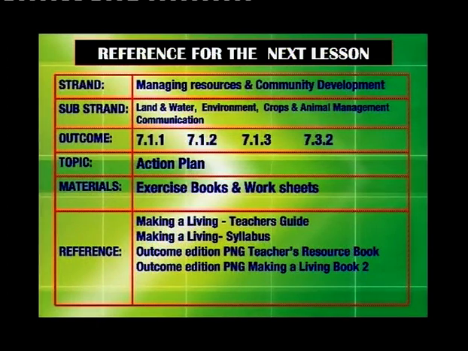Receiving teachers, here's your reference for the next lesson: strand, substrand, outcome, topic, materials, and reference.